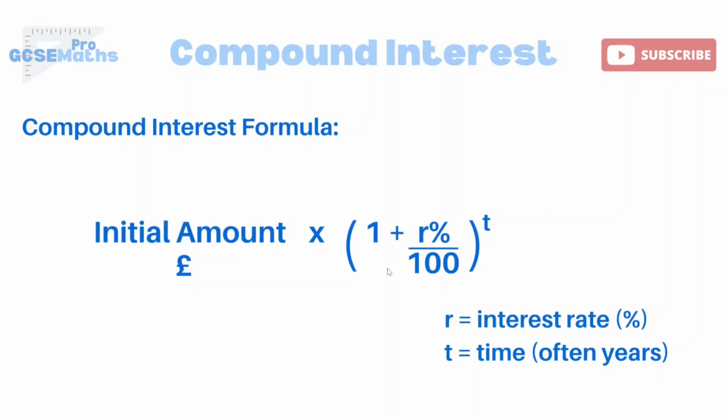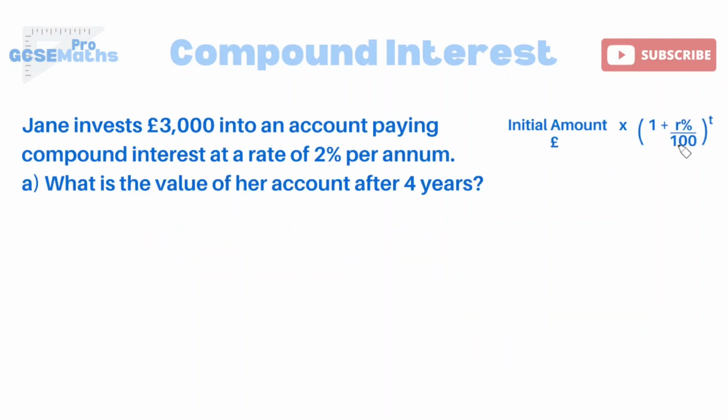Then the bit with the 1 plus the percentage is to the power of the amount of time. Most of the time, this is in terms of years. As you can see, I will have the formula on each question, so don't worry about that, but do make a note of it however you would like to, because it would be helpful to memorize it.